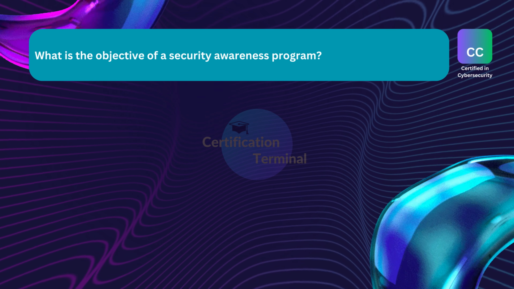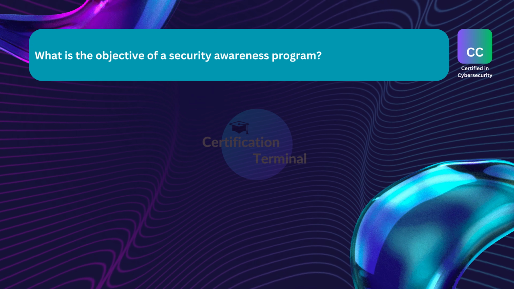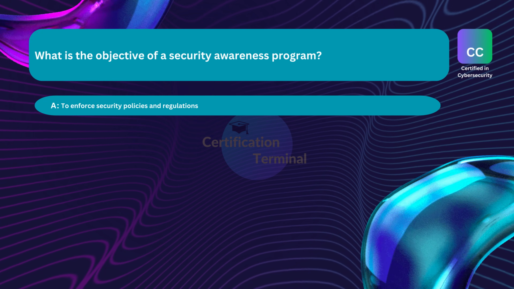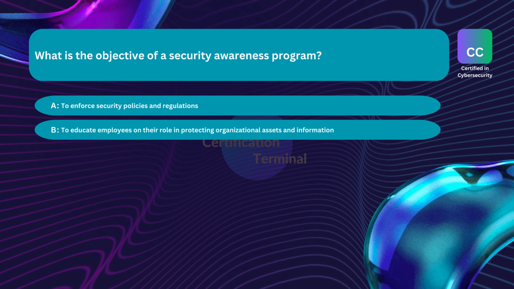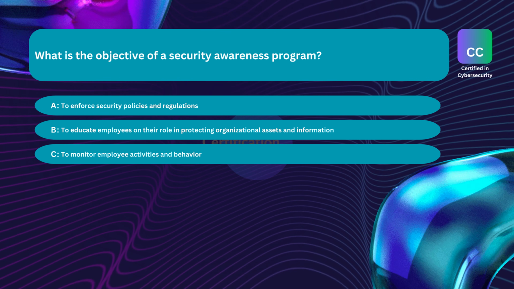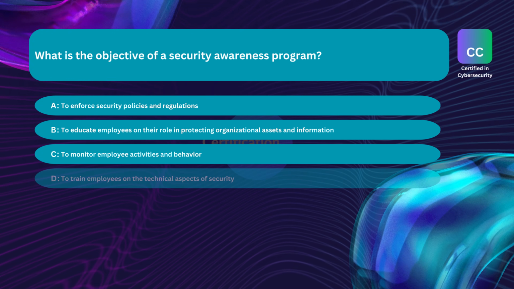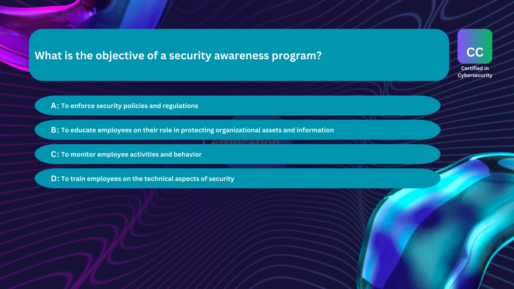Question number 17. What is the objective of a security awareness program? Option A, to enforce security policies and regulations. Option B, to educate employees on their role in protecting organizational assets and information. Option C, to monitor employee activities and behavior. Option D, to train employees on the technical aspects of security.